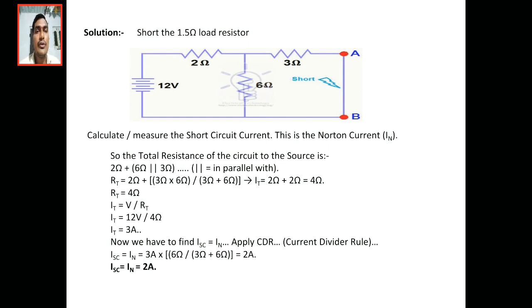That is, the short circuit current I_AB, or Norton's current, is equal to the total current, 3 amps, into the opposite resistance. What is the opposite resistance? In which element do we have to find the current? That is the 3 ohms, so the opposite resistance is 6 ohms. That means total current 3 amps into 6 ohms, divided by 3 plus 6, the total resistance. It gives 2 amps. So that is the short circuit current, or Norton's current, or the current through the short circuited element, that is AB. Okay, this gives the short circuit current.